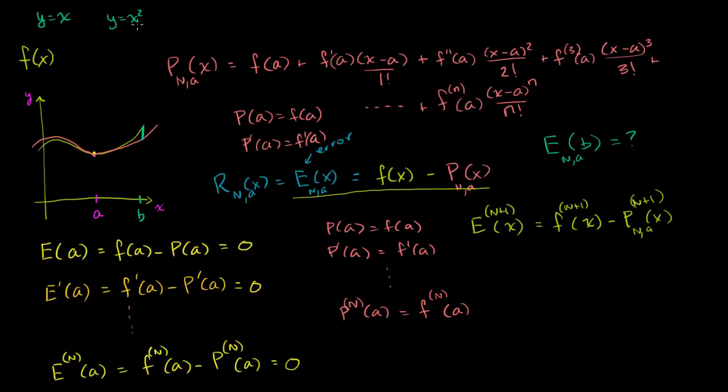In general, if you take an n plus 1th derivative of an nth degree polynomial, and you could prove it for yourself, you could even prove it generally, it's going to be equal to 0. So this thing right here, this n plus 1th derivative of an nth degree polynomial, is going to be equal to 0. So the n plus 1th derivative of our error function, or our remainder function we could call it, is equal to the n plus 1th derivative of our function.